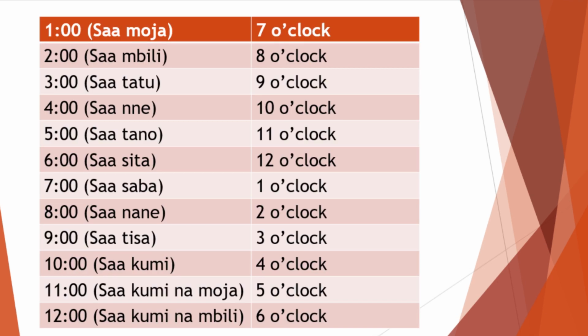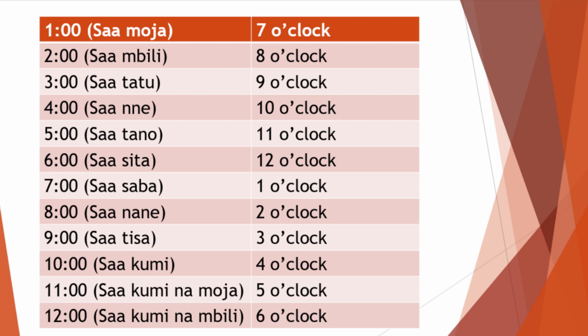The following table shows the Swahili time with their corresponding Western time. Saa moja, 7 o'clock. Saa mbili, 8 o'clock. Saa tatu, 9 o'clock. Saa nne, 10 o'clock. Saa tano, 11 o'clock. Saa sita, 12 o'clock.